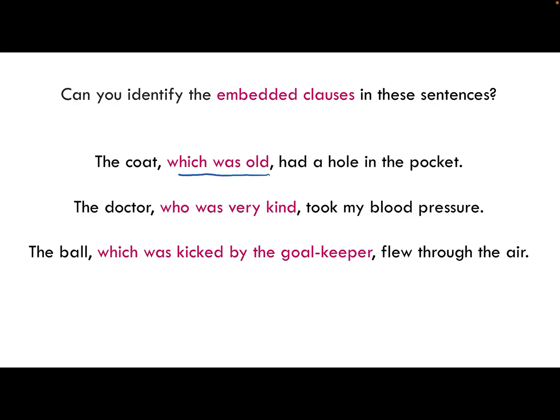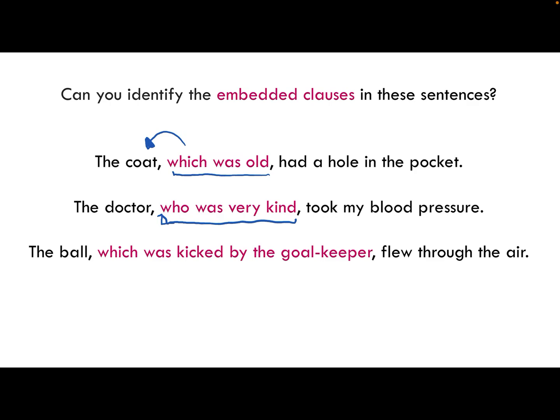Well done if you spotted them. Which was old? The coat had a hole in the pocket. Makes sense. The coat, which was old, had a hole in the pocket. Add in more. The doctor, who was very kind, took my blood pressure. I don't need that in there. I'm just helping my reader out. Being a good writer, helping my reader out. The doctor took my blood pressure. Fair enough, I don't know much about it. The doctor, who was kind, took my blood pressure.